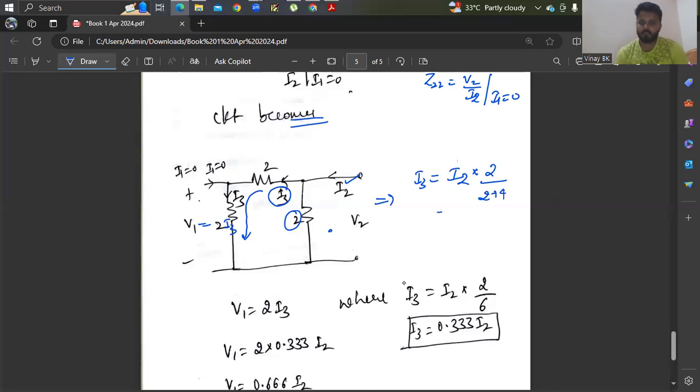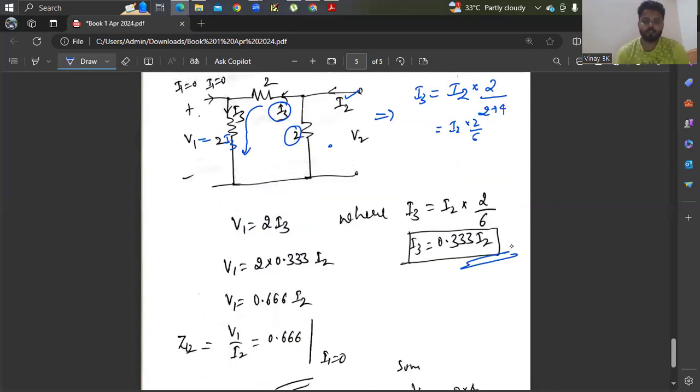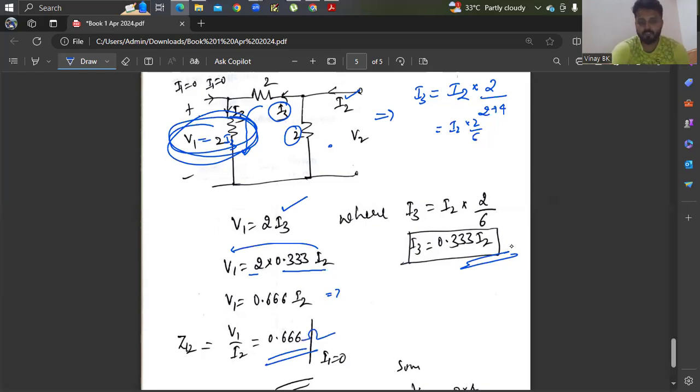Therefore you can get I2 into 2 by 6, that is nothing but, you can see here I3 is nothing but 0.333 into I2. So now you know that V1 is nothing but 2 into I3. This is V1. Now you substitute the value of I3. V1 equals 2 into 0.333 I2. So now we send this I2 to the left side. It becomes divided by, therefore V1 by I2 is 0.666 ohm. This is Z12 when I1 is 0.